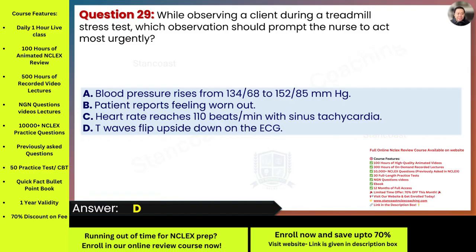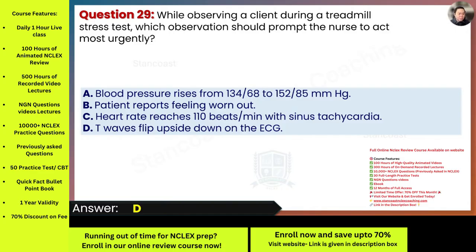Now, what about letter B or letter A? Blood pressure rises from 134/68 to 152/85. Well, this is fairly expected during exercise because the body needs to pump more blood to the muscles and organs. So this increment is expected, especially in the systolic number. As long as the blood pressure doesn't spike dangerously, we're talking about 200 or more in the systolic, then there is no immediate need for concern. So this is not urgent.